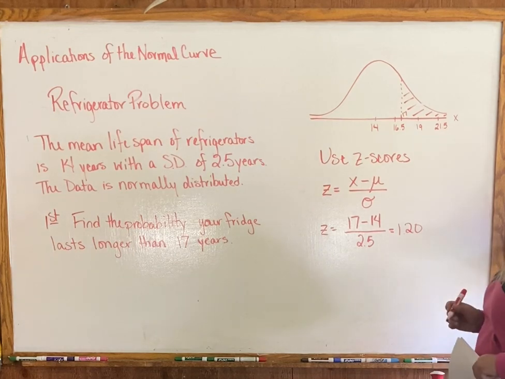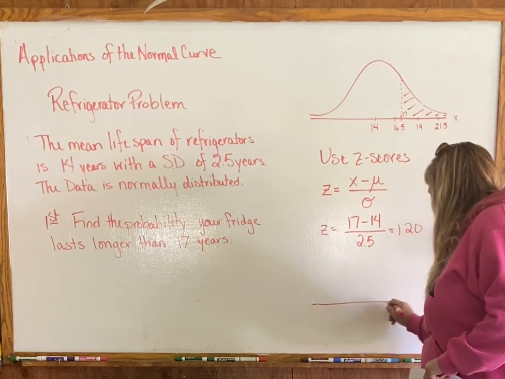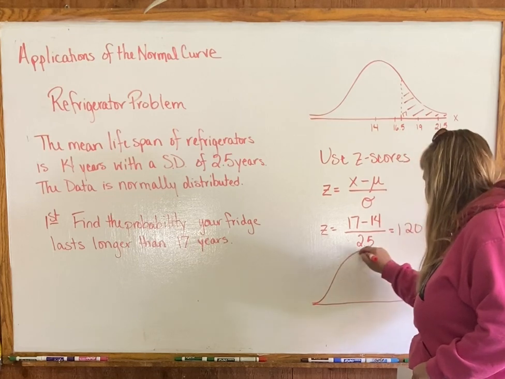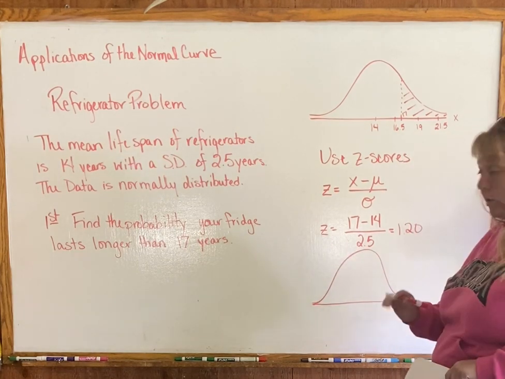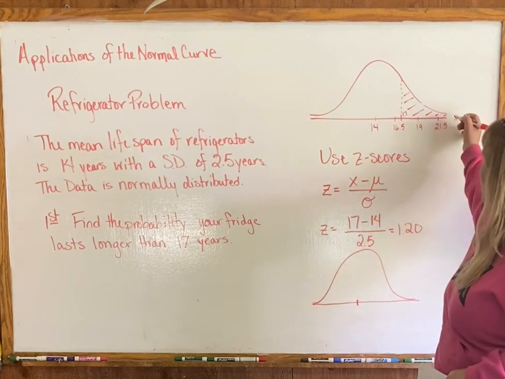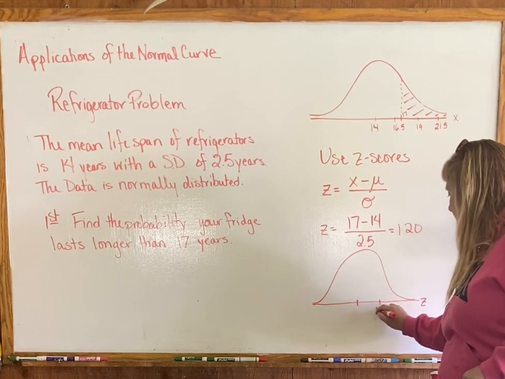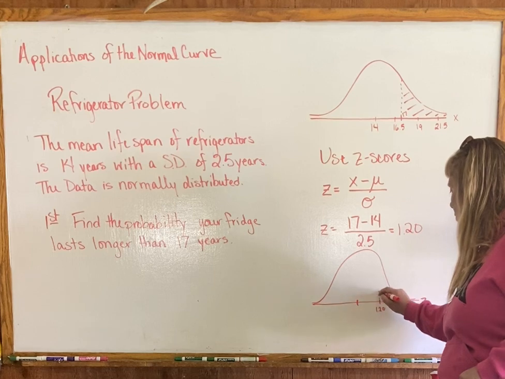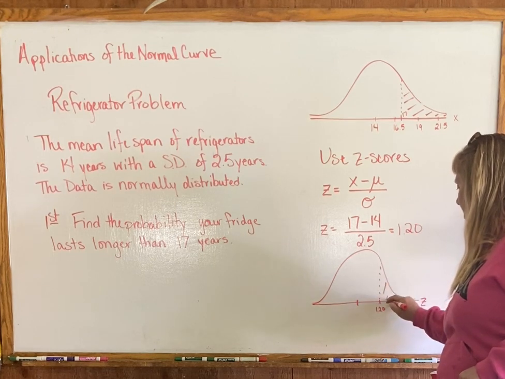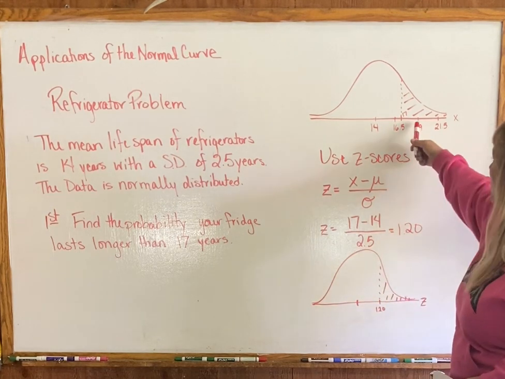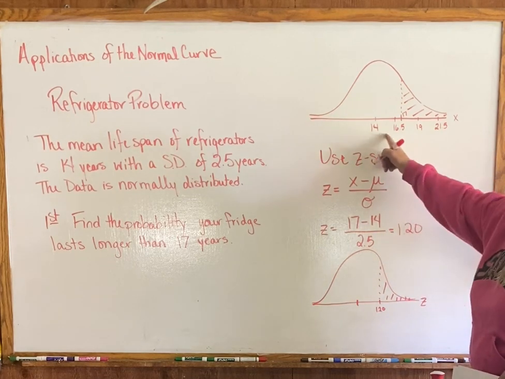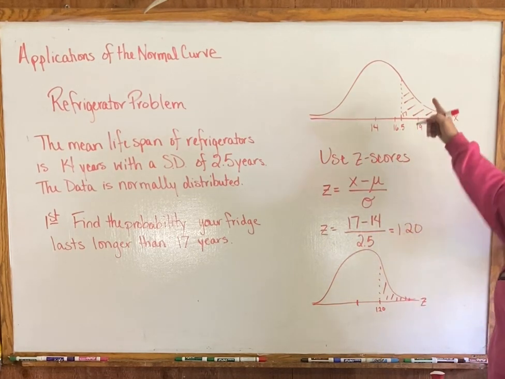So now what we've essentially done is we've taken, sorry, that's not the most normal curve, but we've taken this real world example and we've turned it into a z-score. So a z of 1.20, and we're shading still this direction. So the only thing that should have changed now is this number line. The graph still looks the same.